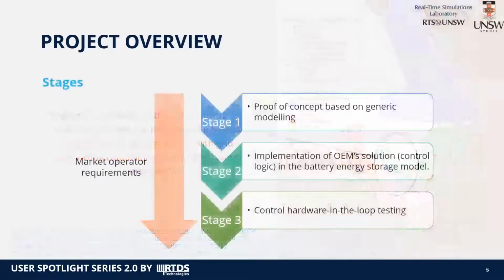The work that we present here is split into 3 distinct stages, and also has been running in parallel with the commercial part of the project, which is necessary to meet the requirements of the market operator for connection of the battery to the grid. These stages include a proof of concept, which is based on generic models for the inverter and the network, followed by a plant-specific implementation of the OEM solution for the battery, and then a control hardware in the loop testing stage. It should be noted that the intention of this project is to eventually match the model that we run in our real-time simulations with the as-built plant as the project progresses in the form of an area-specific digital twin.